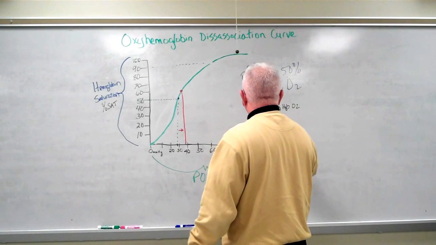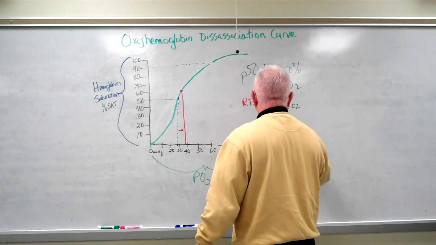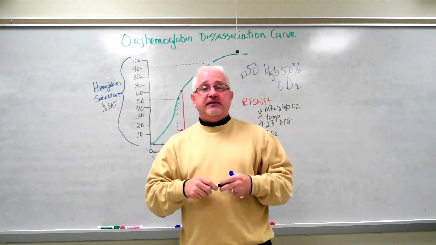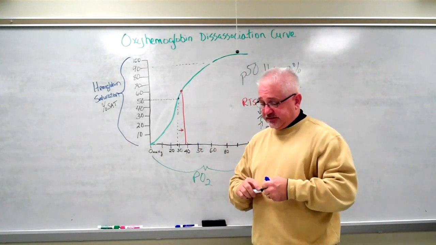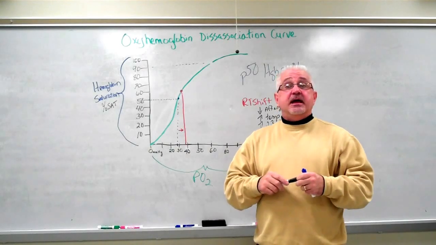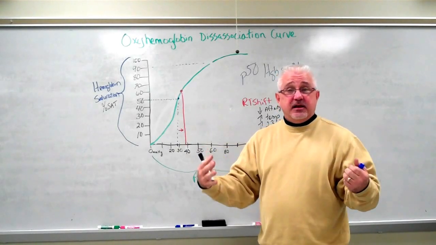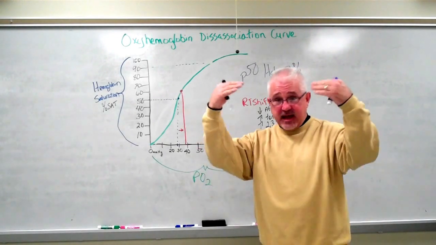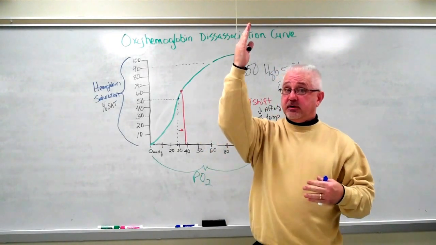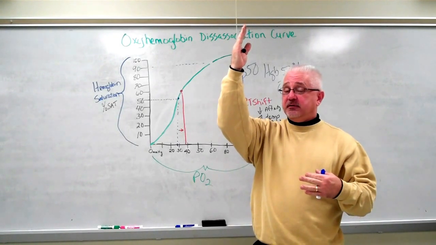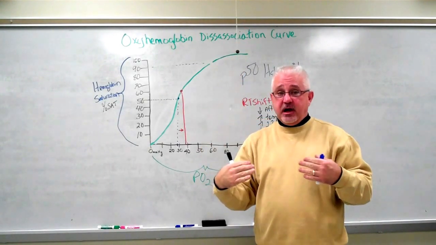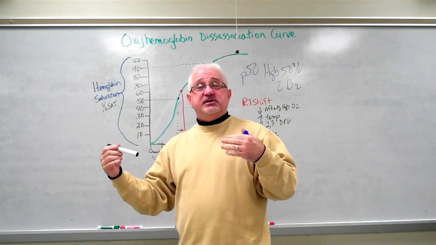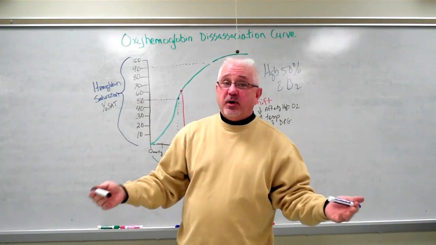Another thing we're going to see is increased CO2. The patient has increased CO2 levels in the blood. You're going to see an acidotic condition in the pH. Okay, the pH is going to be low. Now, when the pH is low, that's directly relating to how the oxygenation relates to pH, and that's called the Bohr effect.